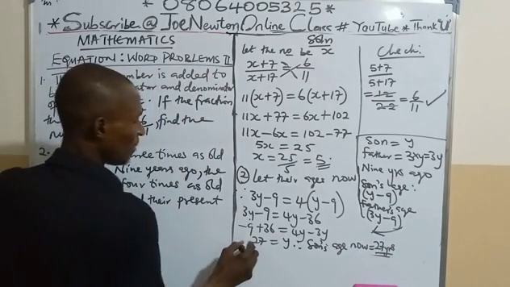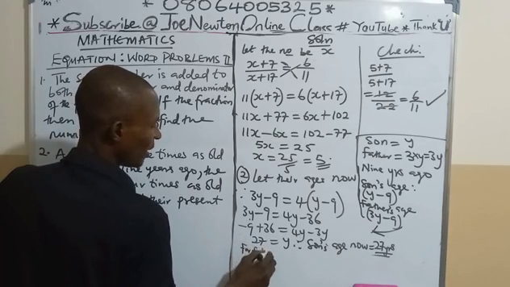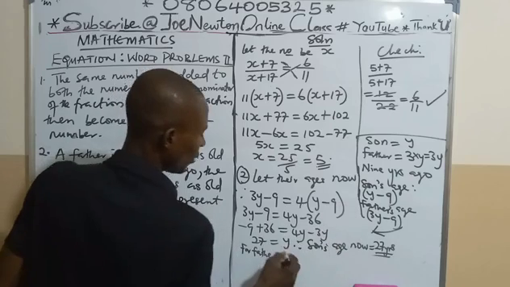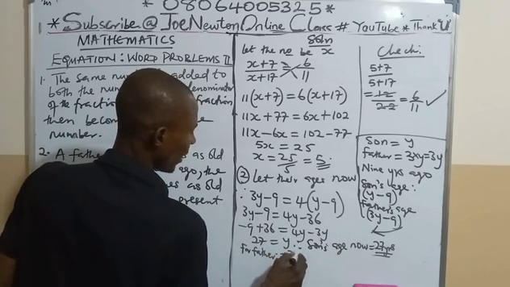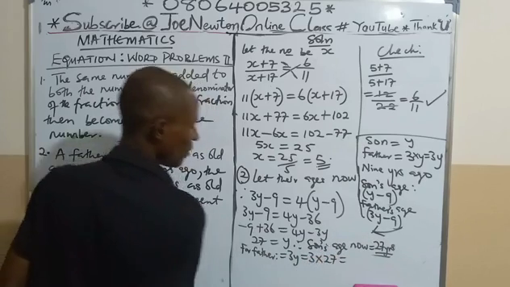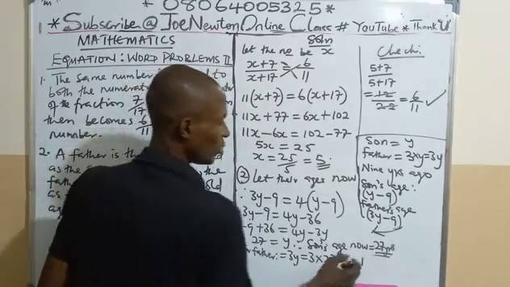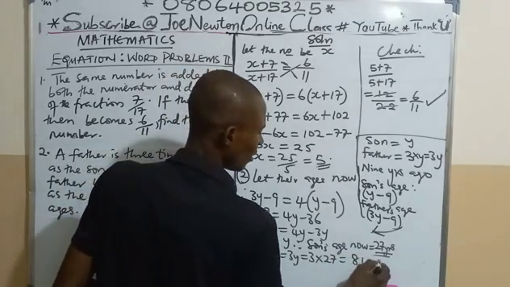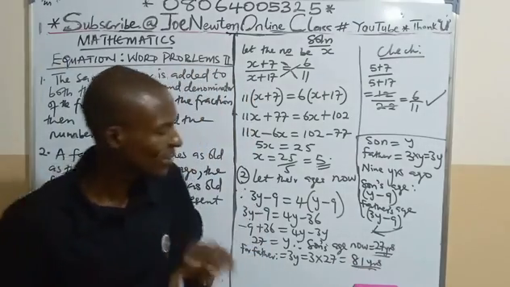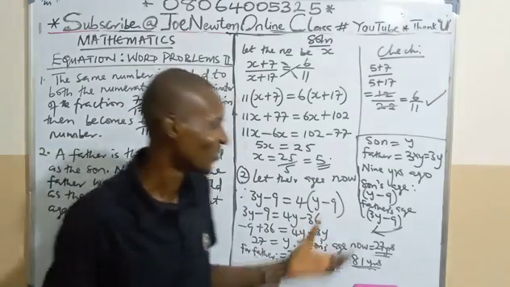Therefore, the father's age now is 3y. So you say that the father's age equals 3y, which equals 3 times the son's age, 3 times 27. Of course, 3 times 7 is 21, right? 1 carry 2, 3 times 2 is 6 plus 2, 8, that is 81 years. So their present ages: the son's present age is 27 years, while the father's present age is what? 81 years. From this explanation.